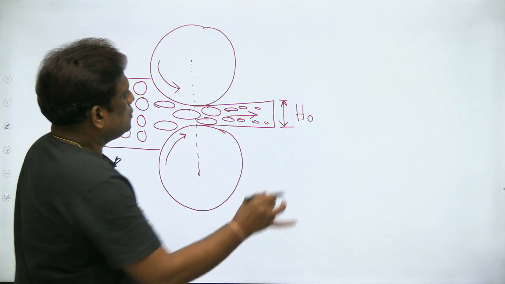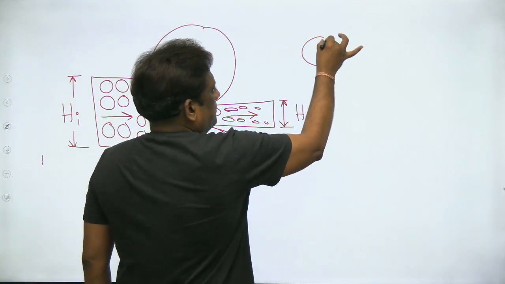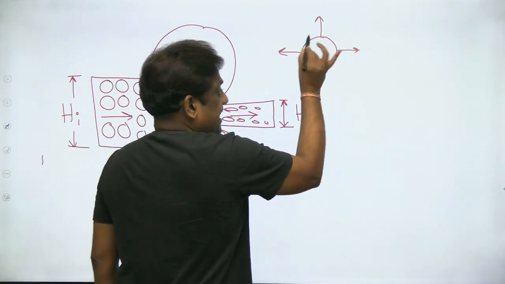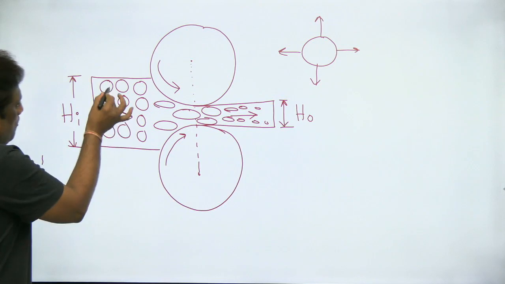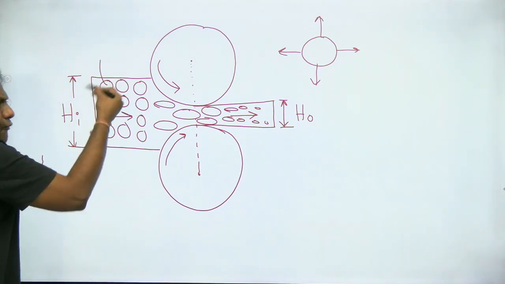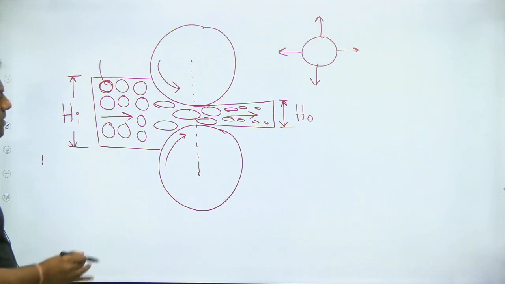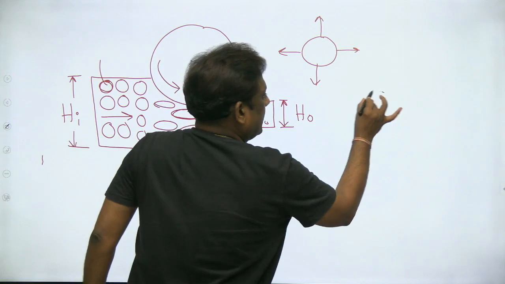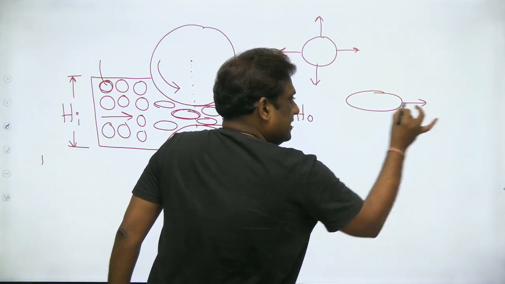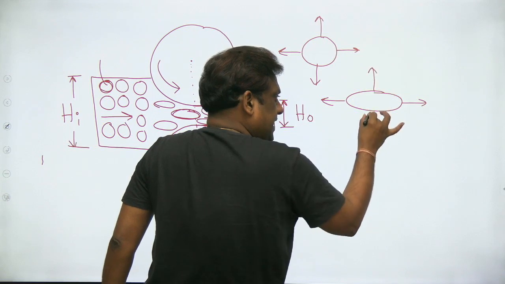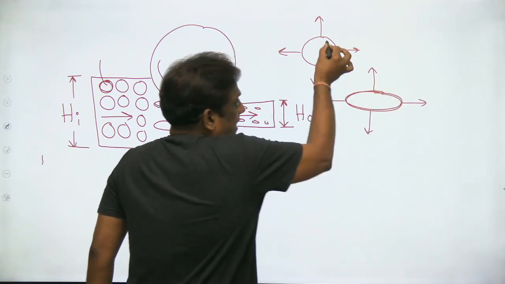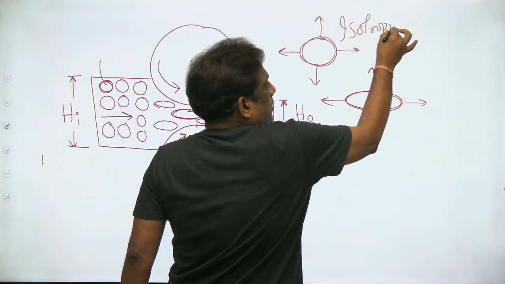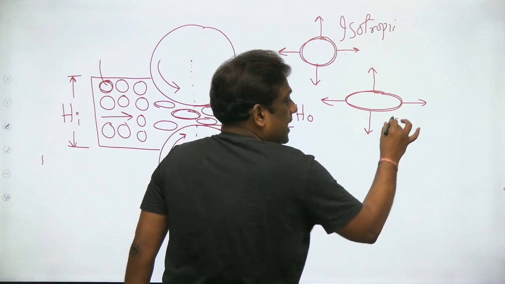For example, you have a shape something like this. Definitely in this direction you have the same properties, that is isotropy. Before rolling, say before forming, you have a shape something like this. Once it passes through this, now see the shape. It's something like this. In this direction it is symmetric, so properties are the same, that is isotropic. But here it is not the same, so anisotropic.